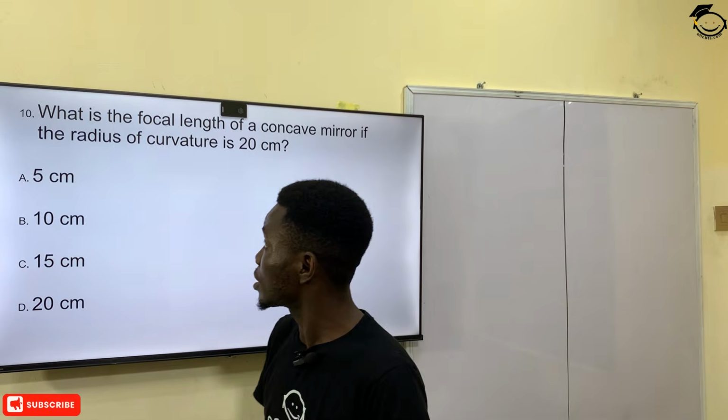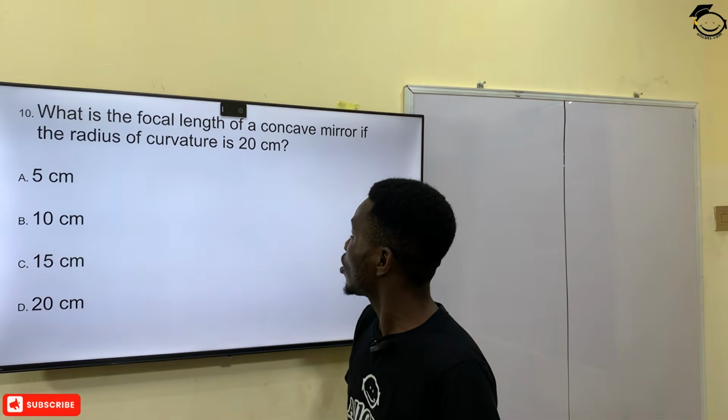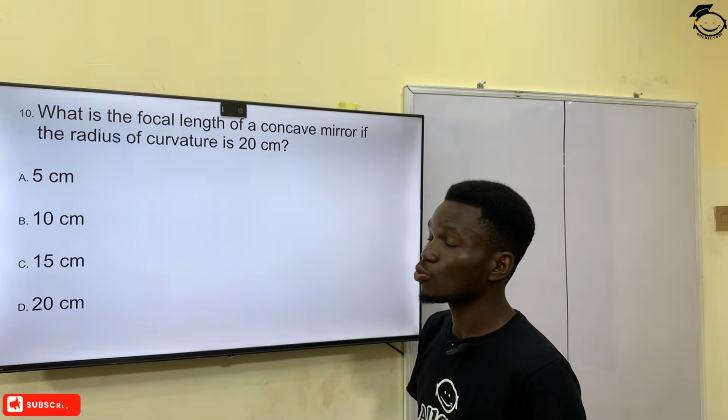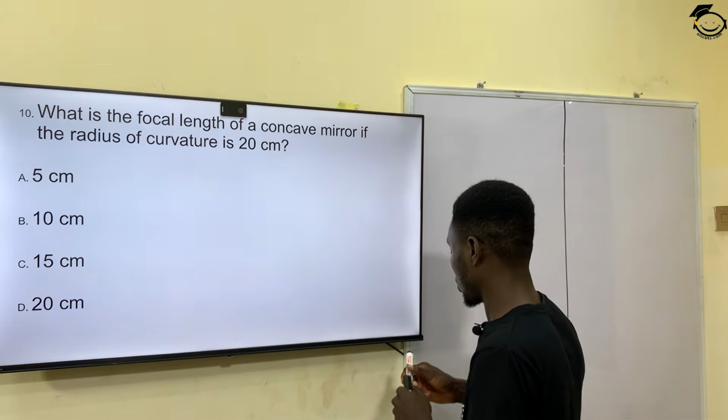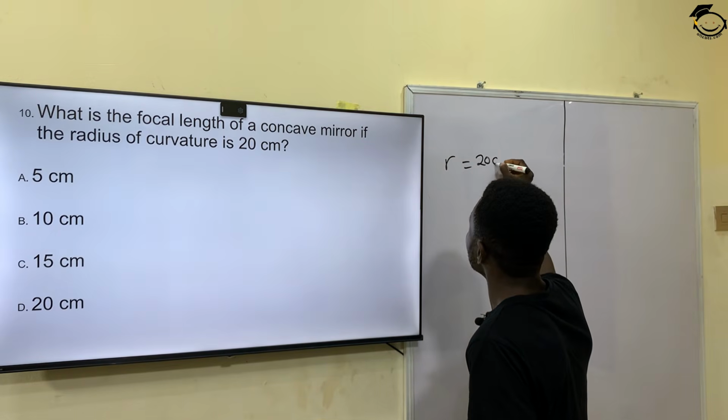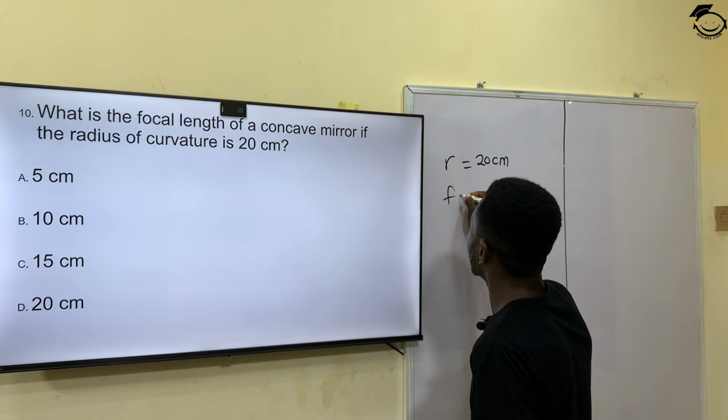Question number 10 says, what is the focal length of a concave mirror if the radius of curvature is 20 centimeters? In this question, it gave us our radius of curvature as 20 centimeters, and we are asked to find the focal length, which is unknown.